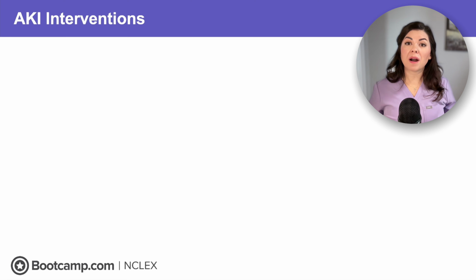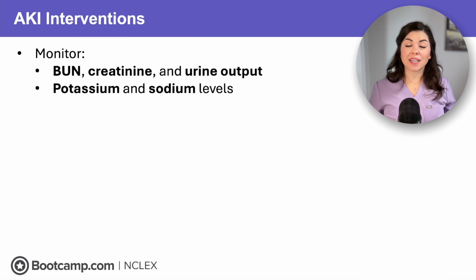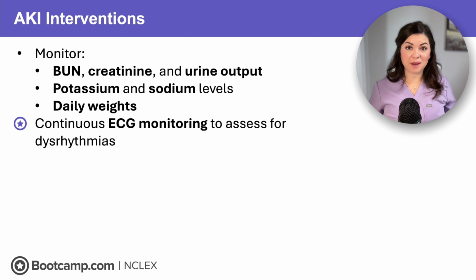So, when we're worried about our fluid and electrolyte imbalances, we must monitor the BUN, creatinine, and urine output to track kidney function. We must monitor electrolytes, especially potassium and sodium, to identify any imbalances early. And monitoring daily weights gives us an accurate picture of fluid status. And here's an important NCLEX tip. Clients with AKI must be kept on a continuous cardiac monitor due to the risk of dysrhythmias.